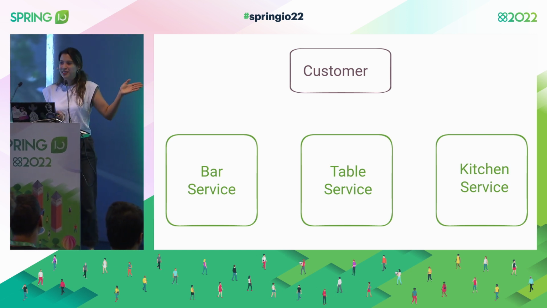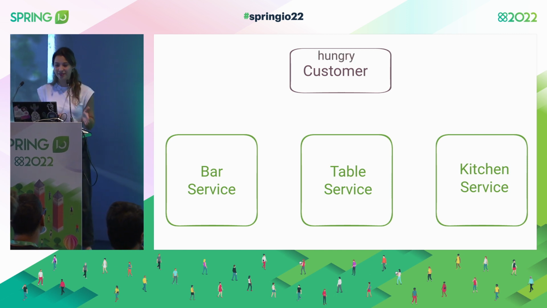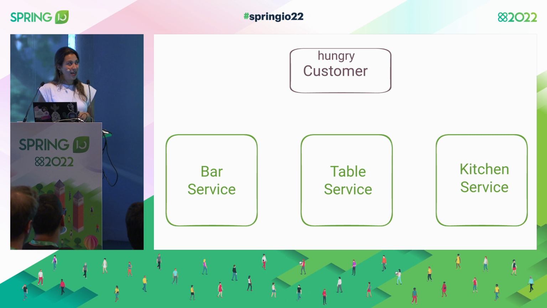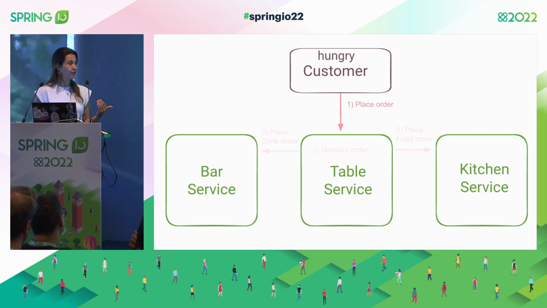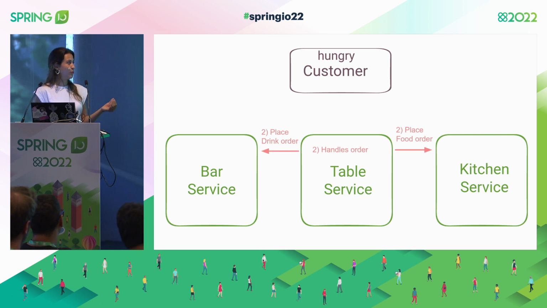So let's see how our restaurant works for today. So we have the customer, and the customer is hungry. That's the first important thing. And then the customer will place an order with the table service. The table service will handle the order, and it will place a drink order for the bar and place a food order for the kitchen.